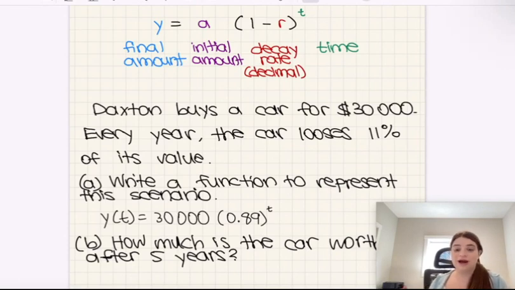Of course, in order to actually know what the answer is, we need to either know the time, and if we know the time, we're able to find out what the final amount is after that amount of time has elapsed, or if we know how much the car is worth, we can use that in order to figure out what the time was. So the next question asks, how much is the car worth after 5 years?